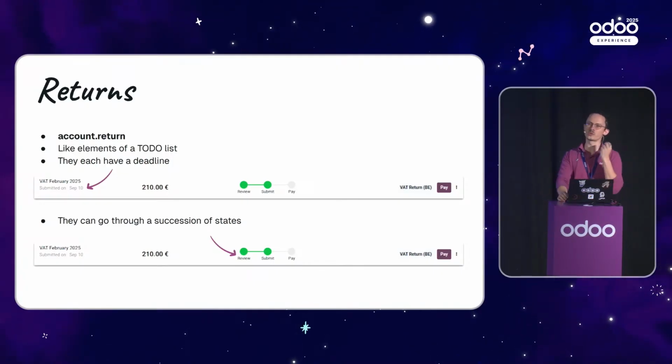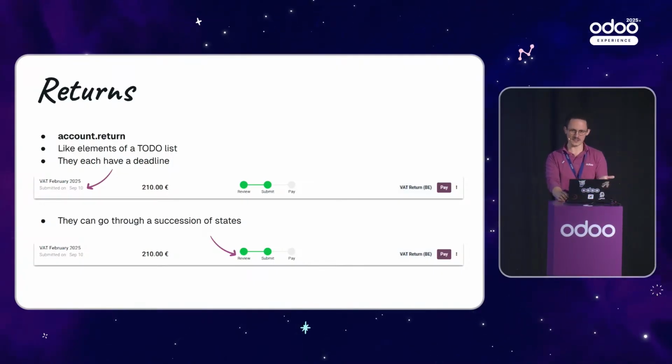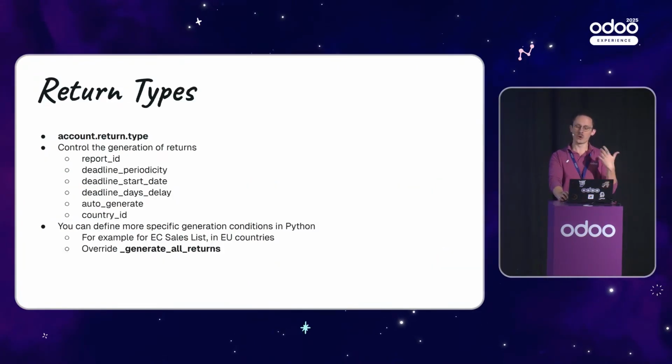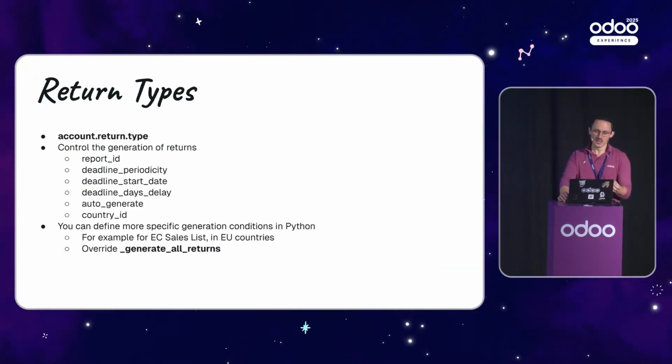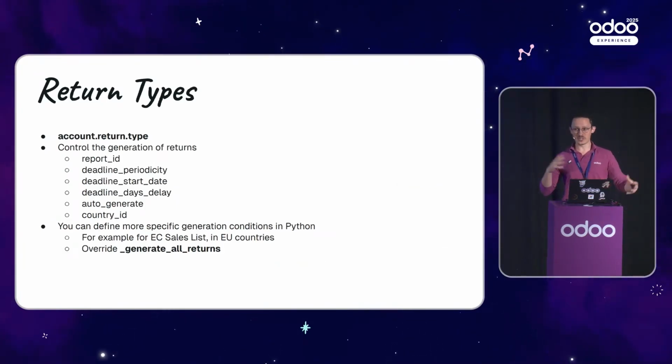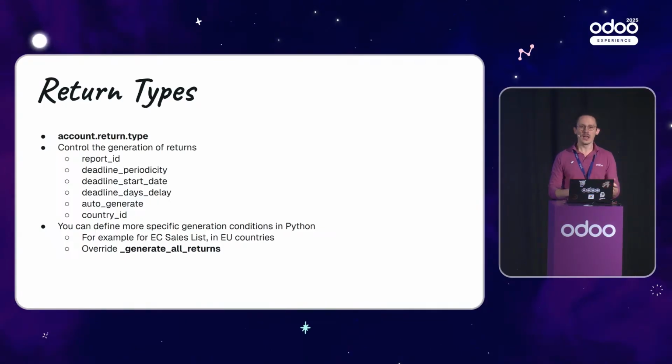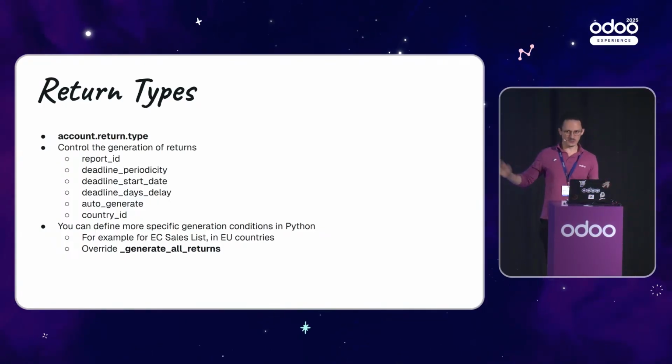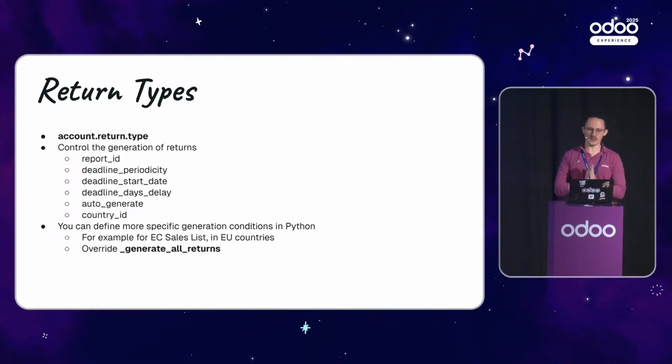So how do we control the returns? How do we configure those things? Well, returns are basically piloted by another object called account return type. So the return types are responsible of configuring how your returns will be created, what they will be able to do, and essentially how they will work. So let's go through a bunch of very important fields and key things to understand how they work.